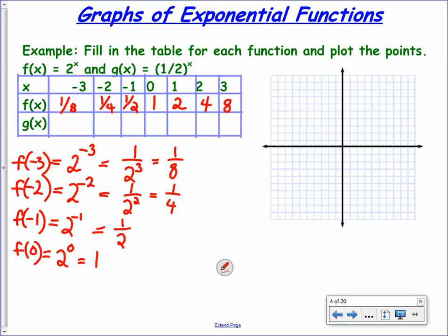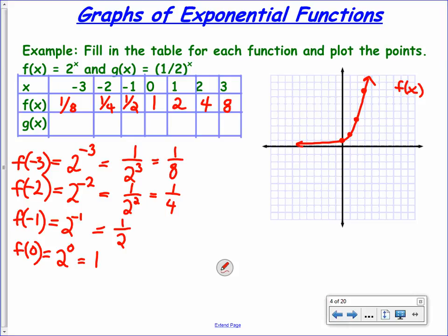Okay, so let's plot those points. I'm going to start with (0, 1), and then (1, 2), (2, 4), and then (3, 8). All right, and then I know when my x values are negative, essentially my y values are just getting smaller and smaller, or approaching 0. All right, so this is the graph of f of x.